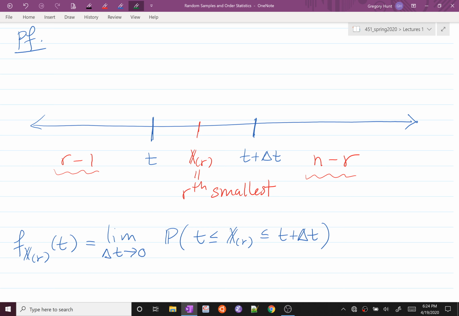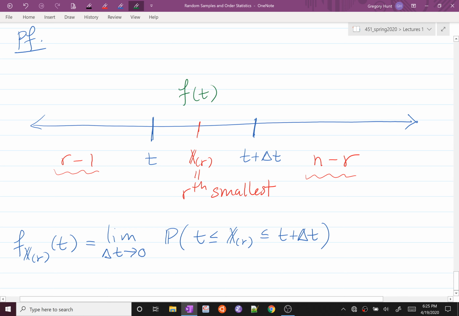So as I shrink delta t to 0, this interval is going to get smaller. This is just going to basically be the PDF of any of the individual random samples being at t. So the probability that I have some value in t to t plus delta is going to be just the density at t. As I shrink my interval smaller and smaller, that's what my density represents, the infinitesimal probability I'm in that region.